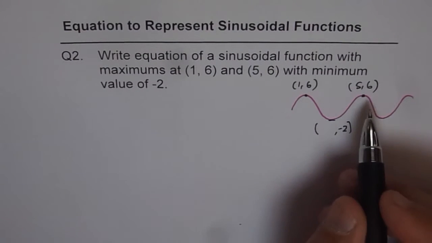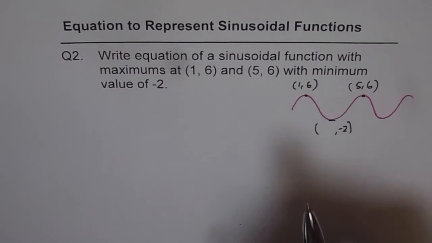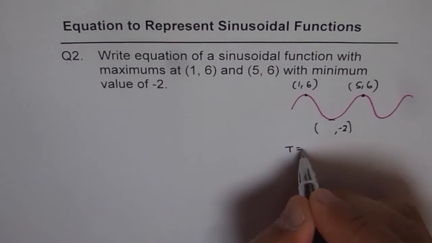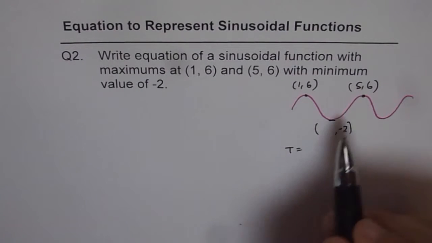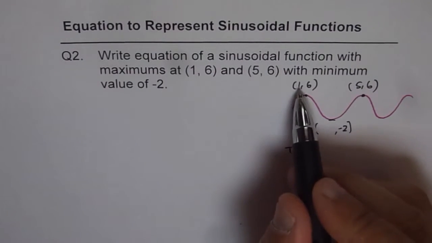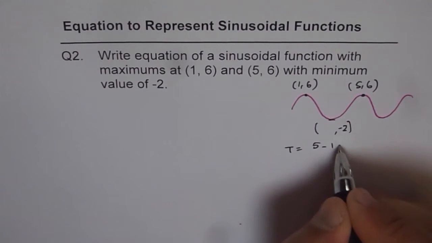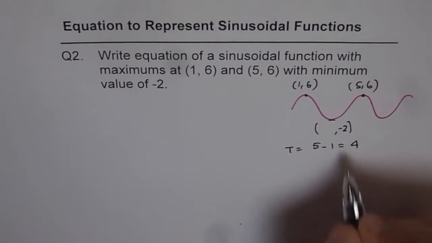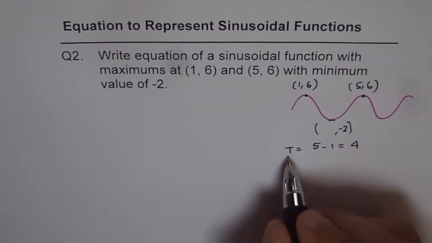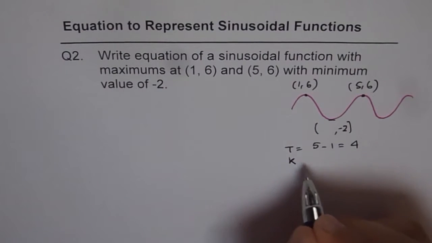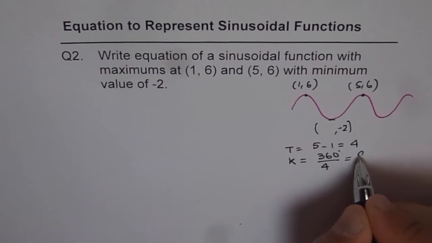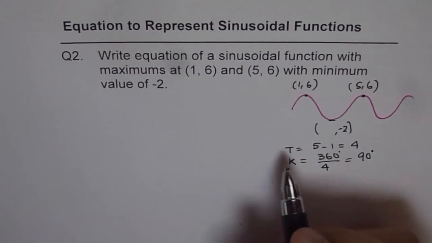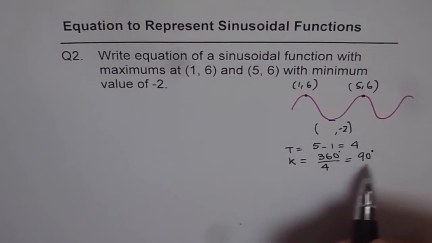Now from this information, we can find the time period. So the time period for us is the difference between two consecutive maximums. So it is 5 minus 1. 5 minus 1 is 4, so we get a time period of 4. Now from the time period, we can find the value of k, which is 360 degrees divided by 4. That means 90 degrees. I hope you understand what we are trying to say when we say k here.